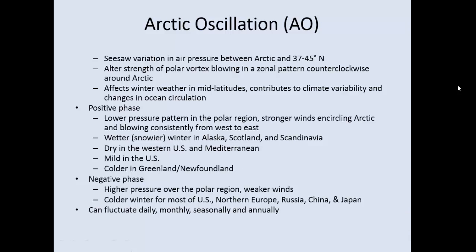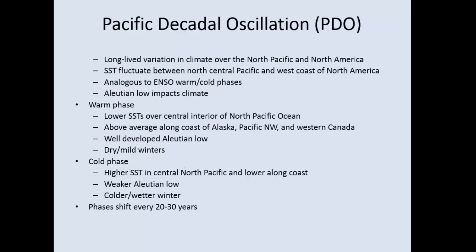All right, Arctic oscillation. We have an Arctic oscillation. This would be on the Arctic Ocean. Okay, we have a positive phase and a negative phase. Positive phase is going to give us, say, mild weather in the United States. The negative phase is going to give us a colder winter. So that can affect us, the Arctic oscillation.